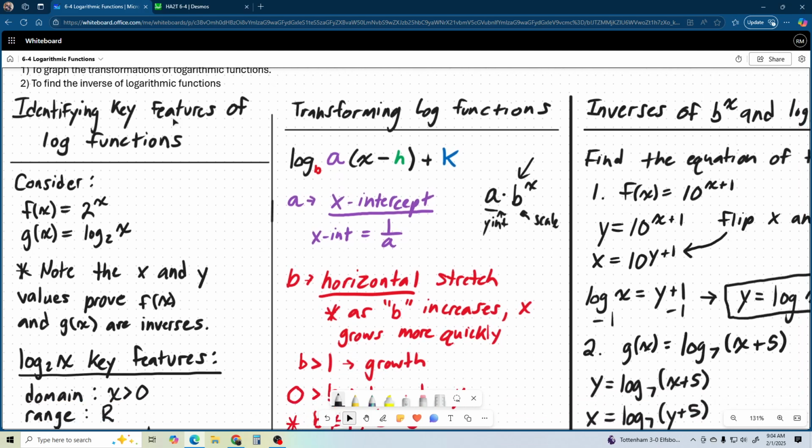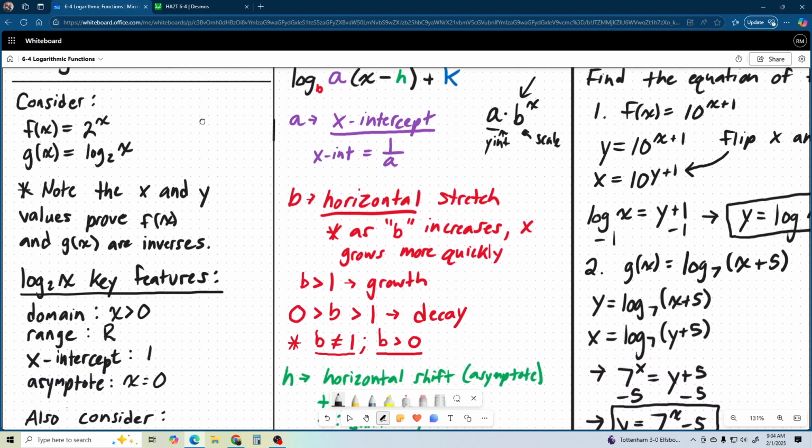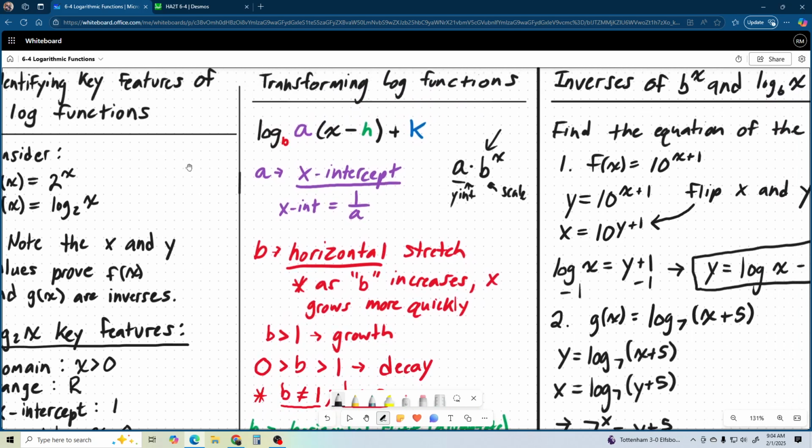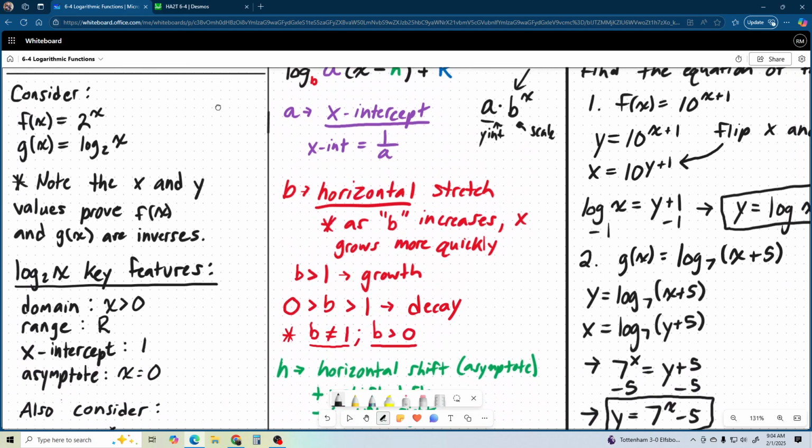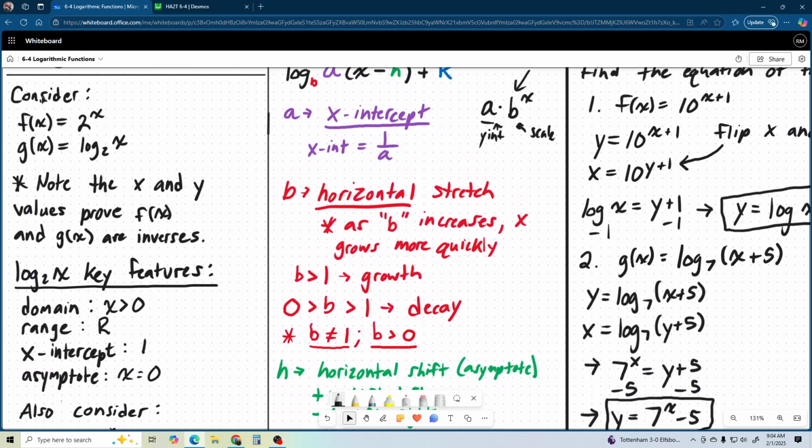Alright, first of all, let's talk about our parent function. So let's identify the key features of our log functions, so that way when we actually transform them, we'll know what we're coming from, right? So we're going to talk about the parent function today. So consider f of x equals 2^x, and consider g of x equals log base 2 of x, right? So let's go and do that.